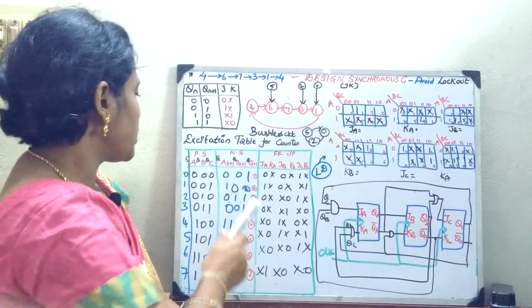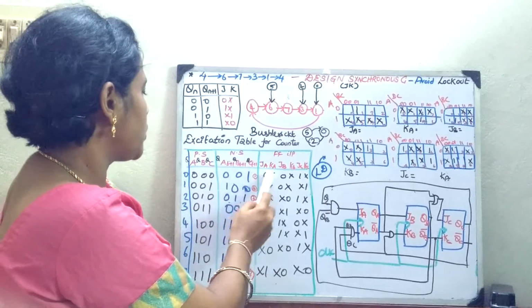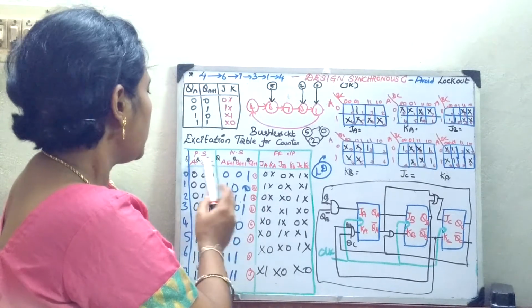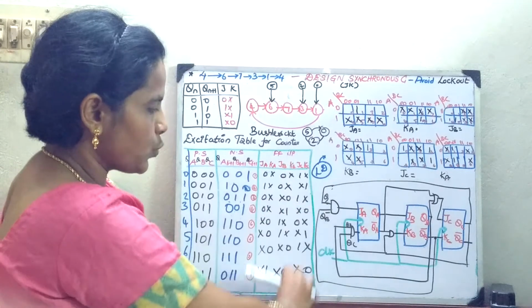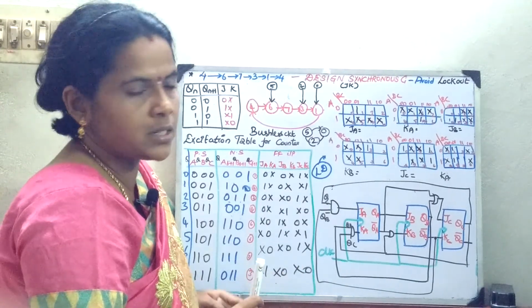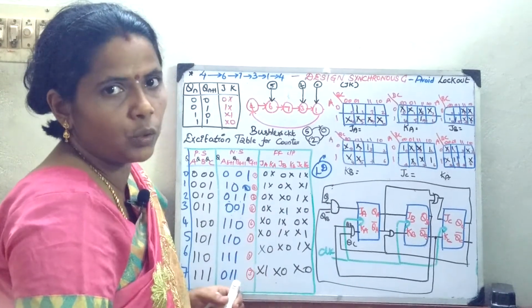Now you just compare the present state and next state. 0, 0 means 0x; 0, 0 means 0x. Compare QC and QC plus 1: 0, 1 means 1x. In this way you fill the table. So the first part, the excitation table, is done. What is the next step?